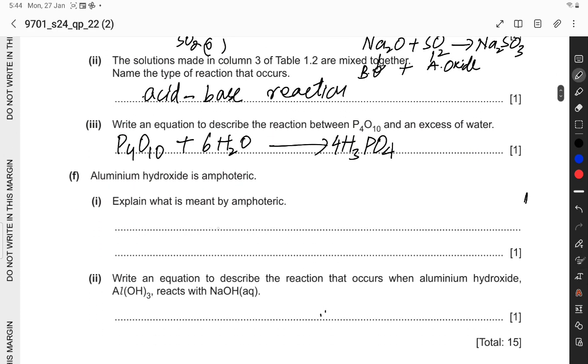Aluminum hydroxide is amphoteric. Explain what is meant by amphoteric. Amphoteric oxides are oxides which react with both acids and bases.